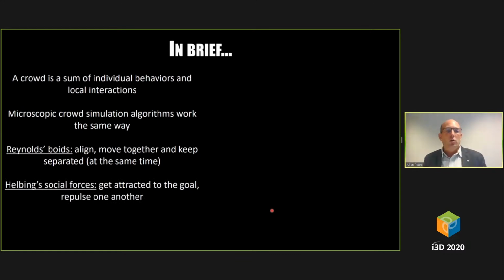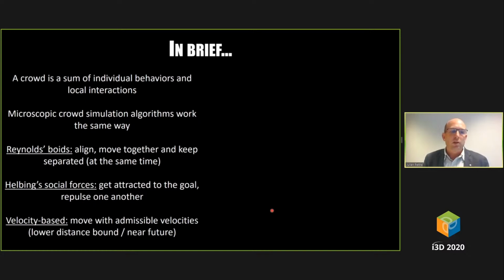I rapidly showed you also the Helbing social force model, where agents get attracted to their goal with attractive forces and repulse one another with repulsive forces. And these new rules we introduced with velocity-based techniques, we were far from being alone to explore. And let me mention this. Several groups had the same idea a bit at the same time. And so you can find many variants of velocity-based algorithms in the literature.